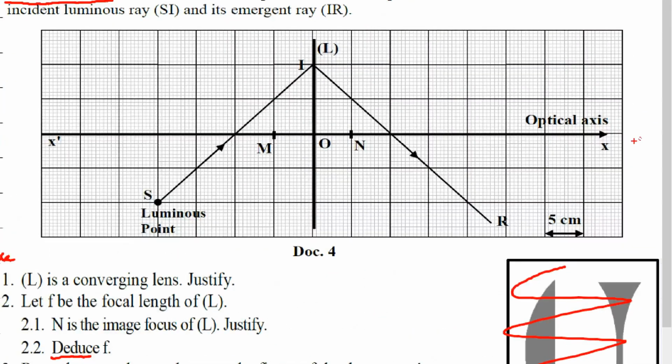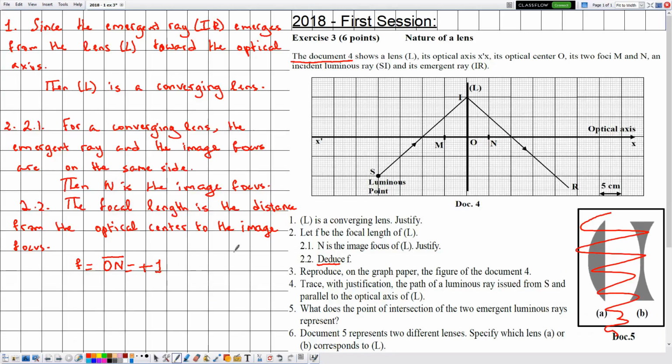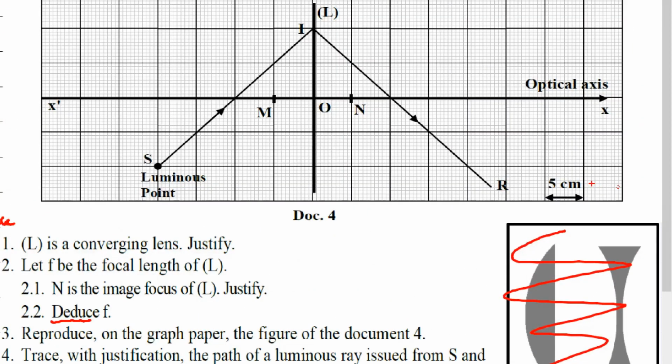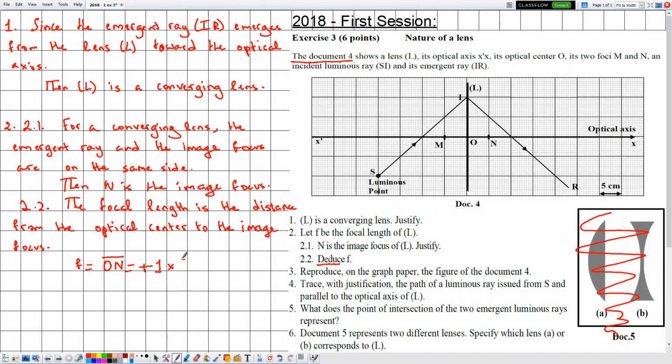And now we count the number of divisions between O and N. We have one division. And we multiply by the scale along which we have counted the number of divisions, which is the scale along the x-axis. And this will give me 5. Since the scale is in centimeters, then the value of f will be in centimeters. Always, all quantities in physics must have units. Finally, it's a good habit to write our final answer in a box to make it easier for the corrector to notice our correct answer. Okay, so done for part 2.2.